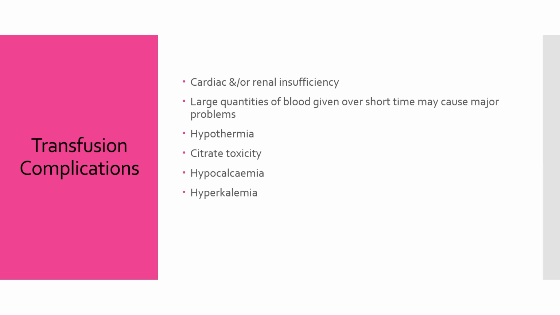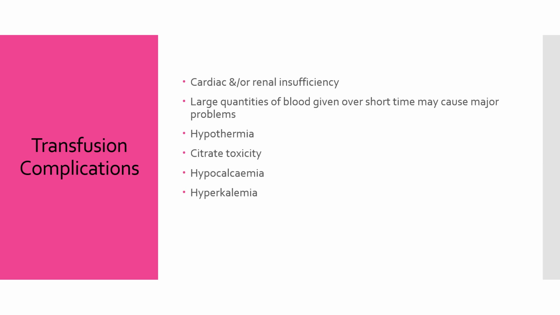Hypothermia: blood is stored in the refrigerator under controlled temperatures, and so if you're giving a large quantity over a short period of time, that can result in the patient becoming hypothermic, and that can also lead to the other problems, the citrate toxicity and hypocalcemia.